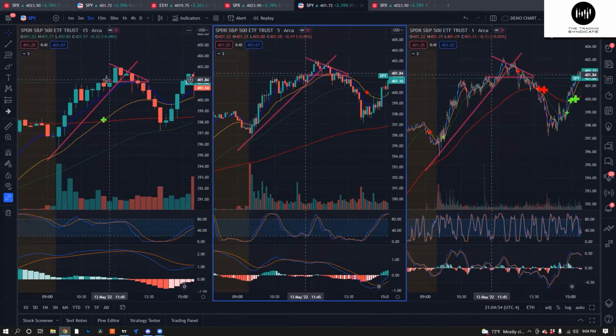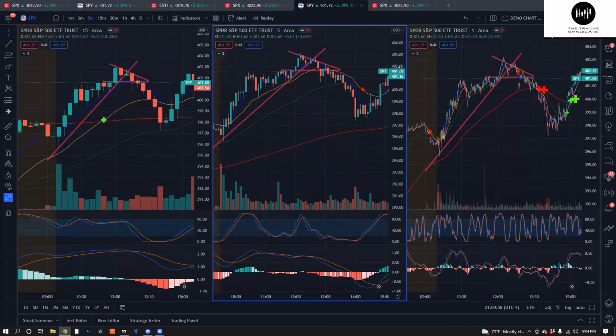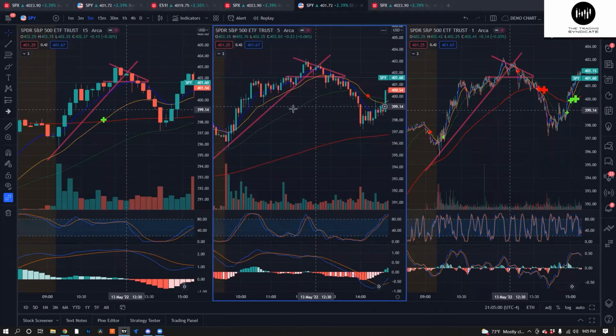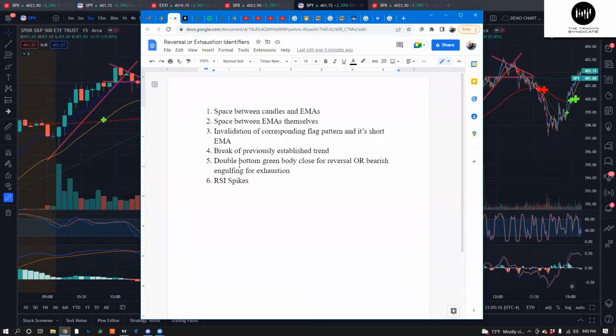So that same flag that was drawn on the 15-minute has information to be given on the 5-minute, where we see two other indicators of the likelihood that the candle that had just formed on the 15 will end up being the full extension exhaustion candle, and that's the bearish engulfing candle for the extension exhaustion with a corresponding RSI spike.